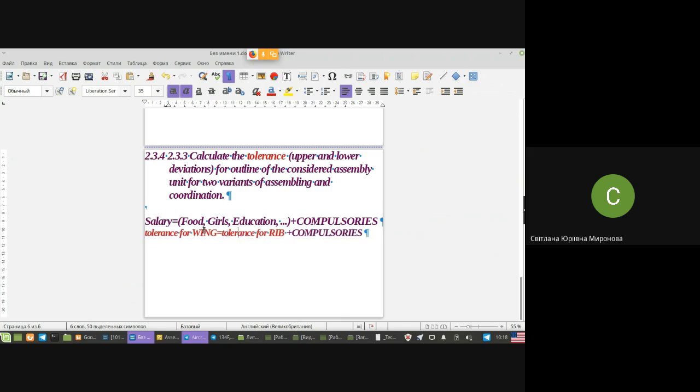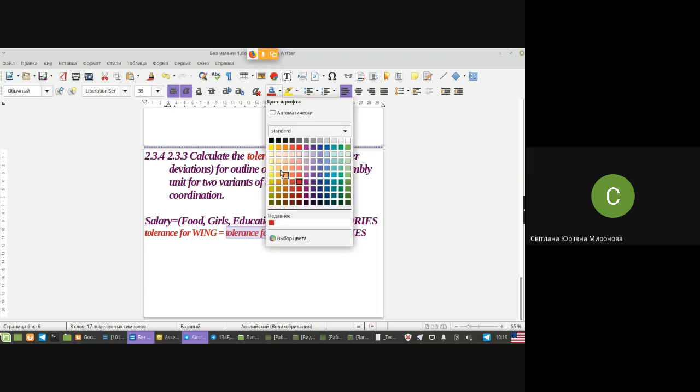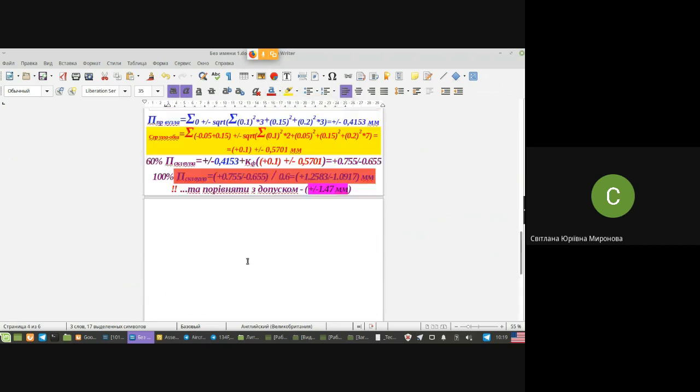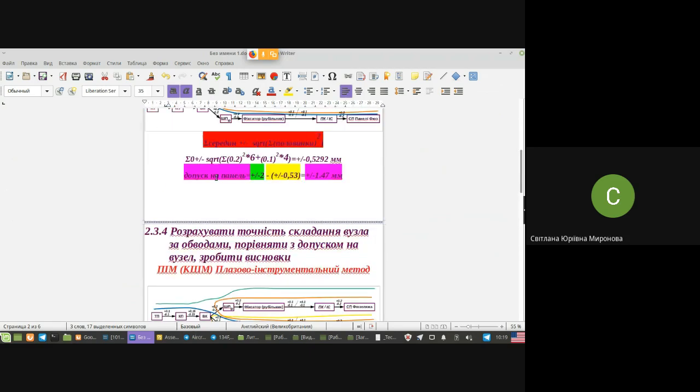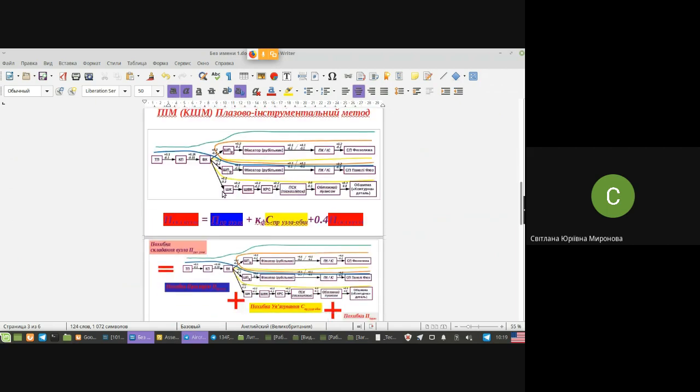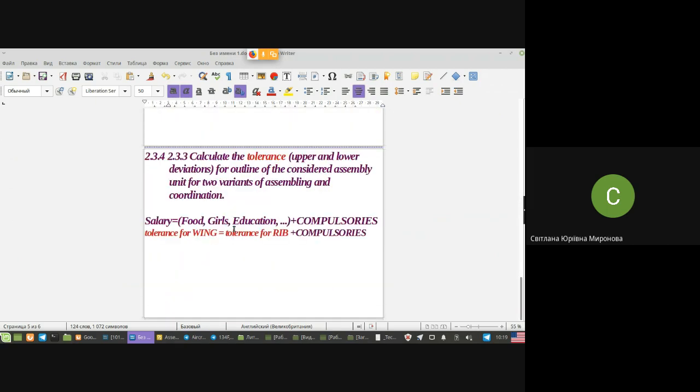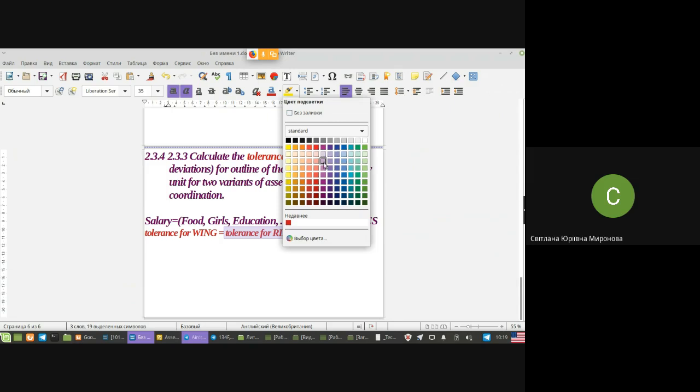We have some compulsory errors, some compulsory mistakes in manufacturing. First, we assemble the rib, the spar, that is, let's designate it with another color. I don't remember already which color I used here. Pink. Okay, let it be pink. Tolerance for rib.